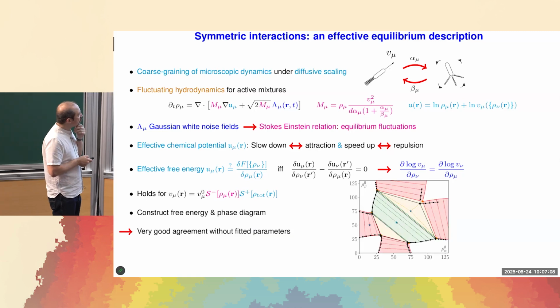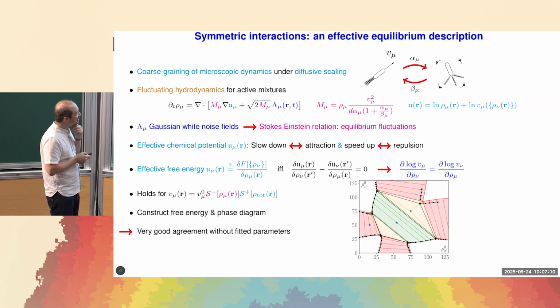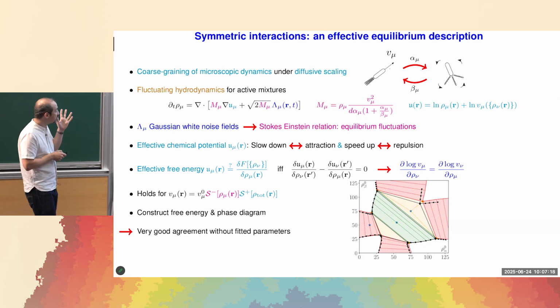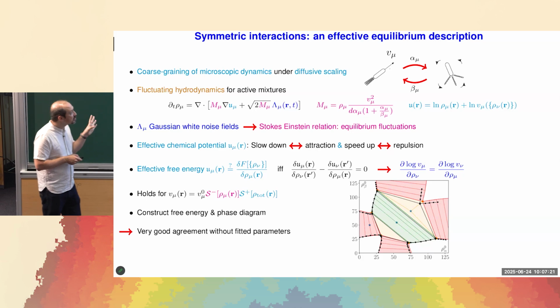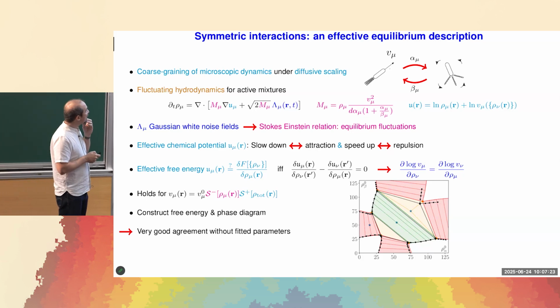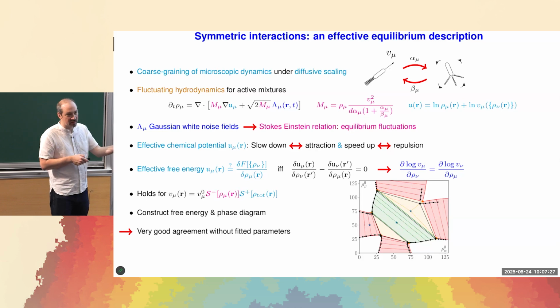And here is a comparison between the simulations in black and the predictions of the free energy in color. You see that they match very well without any fitted parameter, which was a big surprise for me, because at this stage we neglect the gradient terms.